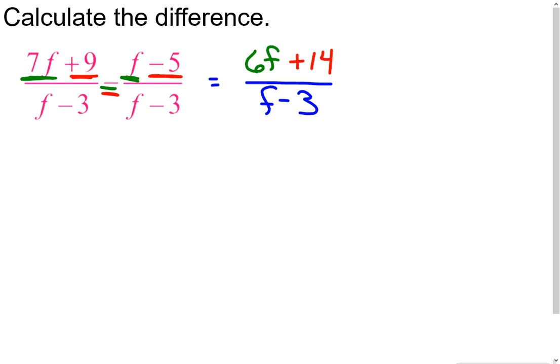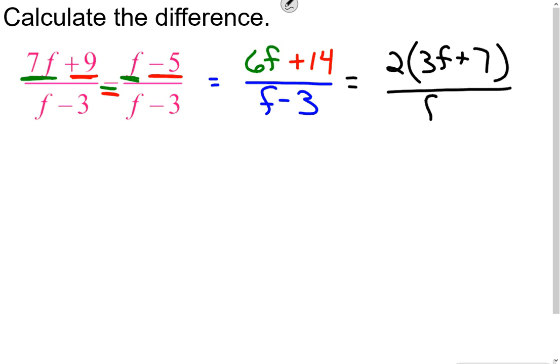Well, can I simplify this at all? I do look at that numerator and notice that I could factor a 2 out of the numerator. And if I factor a 2 out of the numerator, I'm left with 3f plus 7. The denominator is still f minus 3.